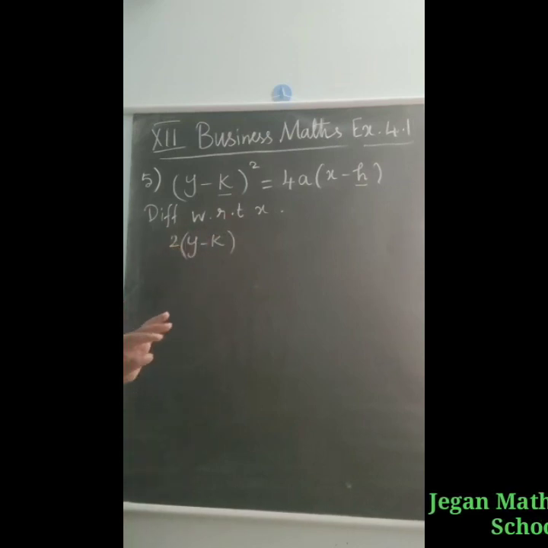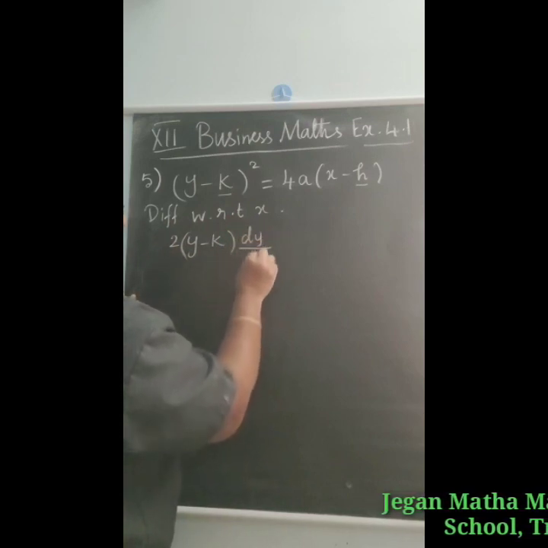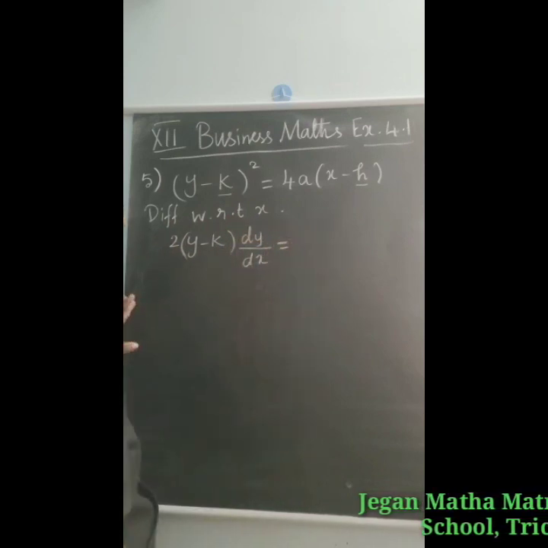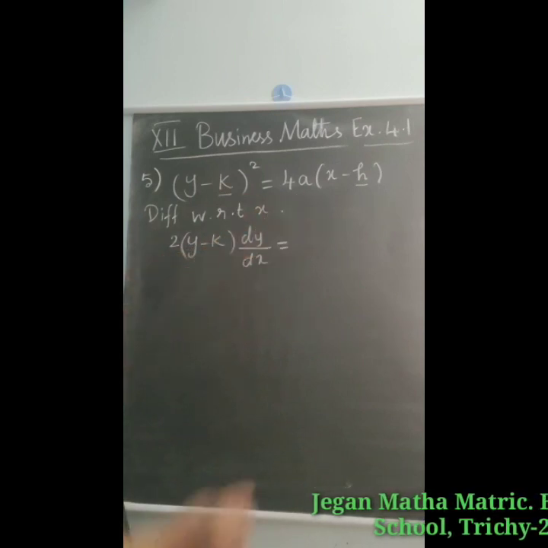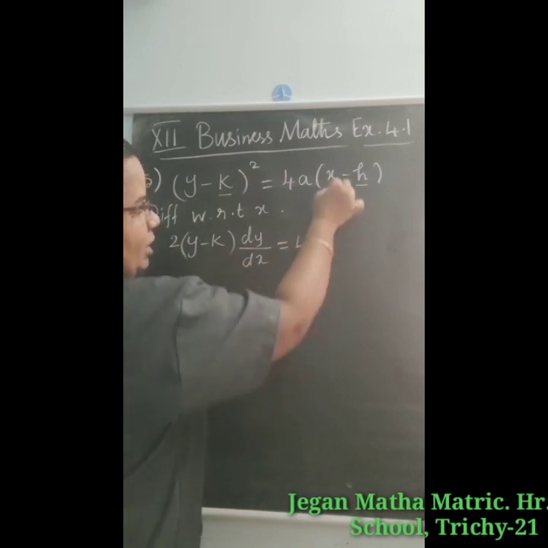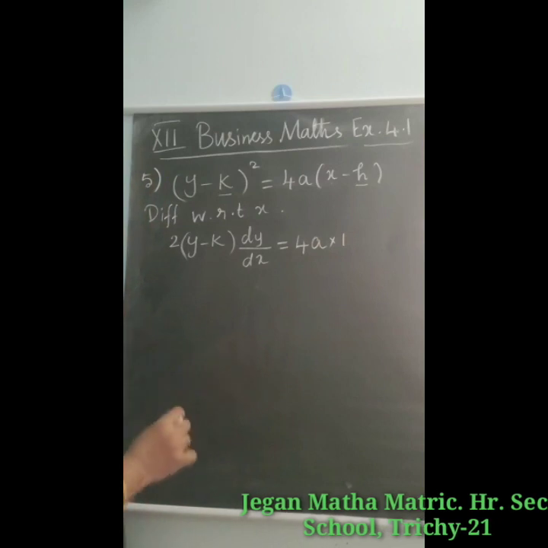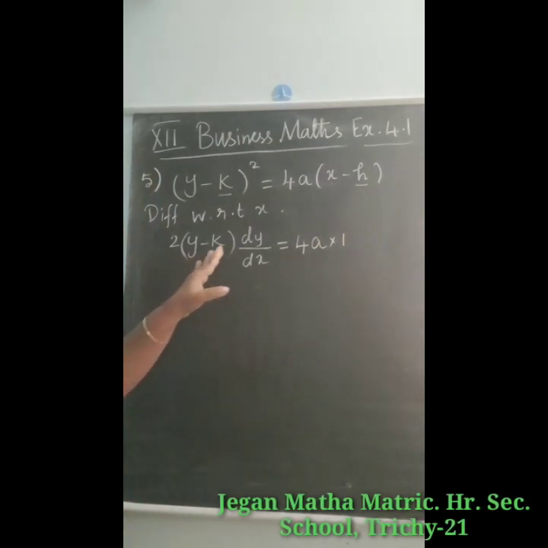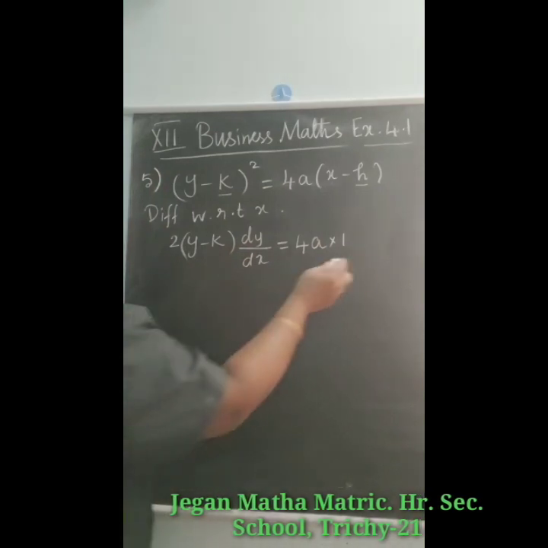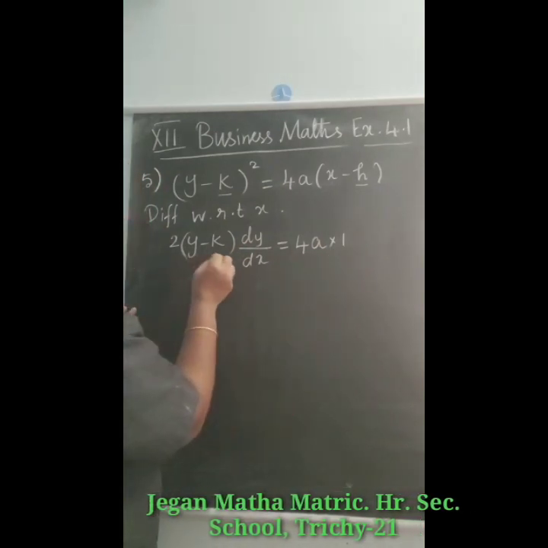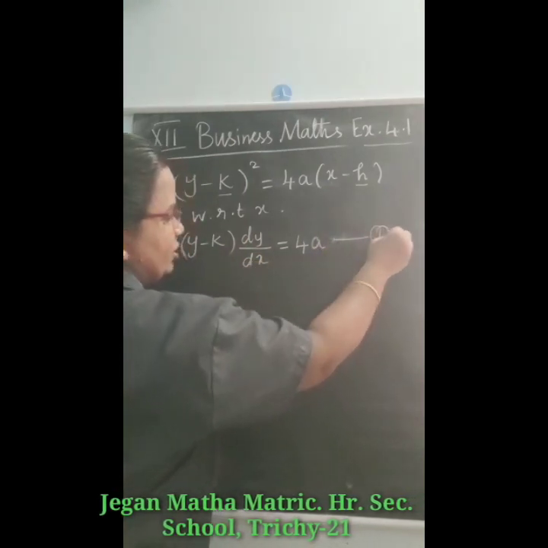2 into (y minus k) into dy by dx is equal to, we have to differentiate the right side: 4a is the constant term, and differentiating x we will get 1. So 2 into (y minus k) into dy by dx is equal to 4a. That is the first equation.